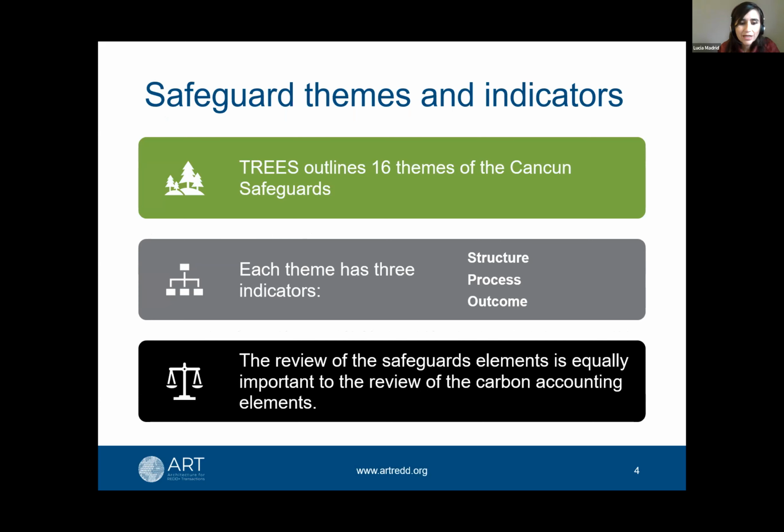TREES unpacks the Cancun safeguards into 16 key themes. Furthermore, to be able to validate and verify how each jurisdiction addresses and respects the safeguards, TREES contains a structure, a process, and an outcome indicator for each theme. As indicated in the TREES validation and verification standard, the review of the conformance with safeguards is equally important to the review of the carbon accounting accuracy.